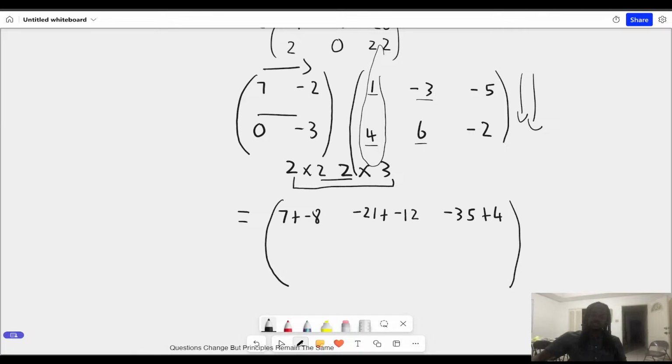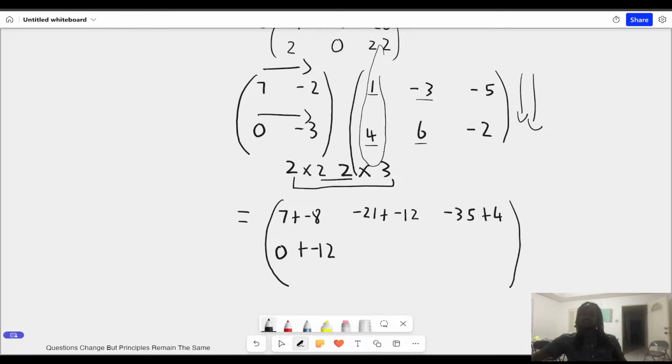Now let us move to the next one. So the 0 and the -3. Same procedure. First number by first number. 0 times 1, 0. Plus second number by second number. -3 times 4, -12.